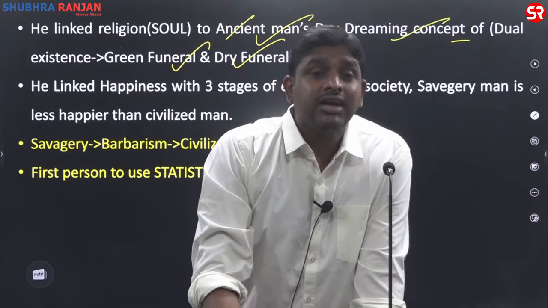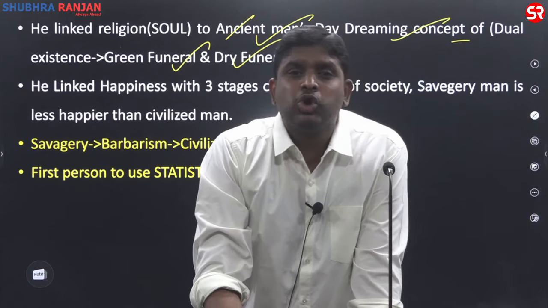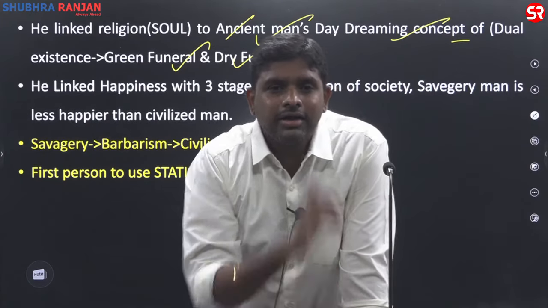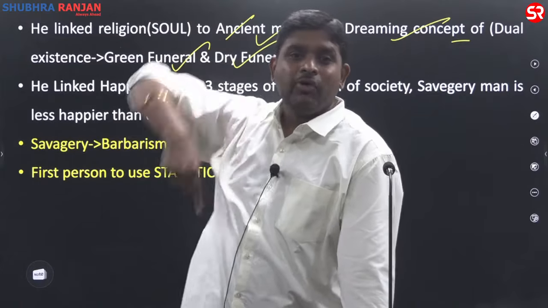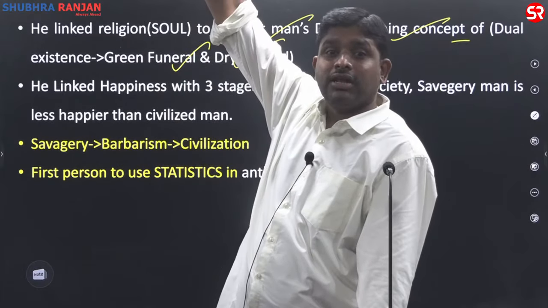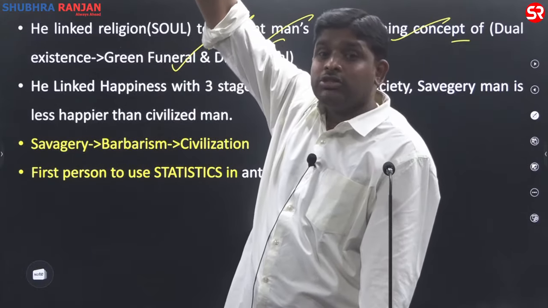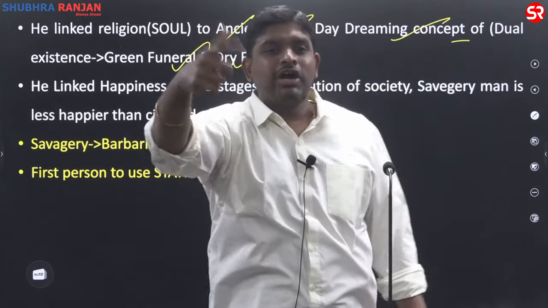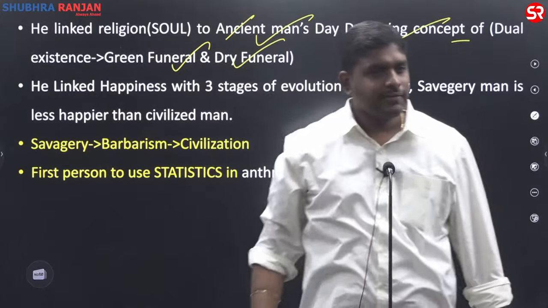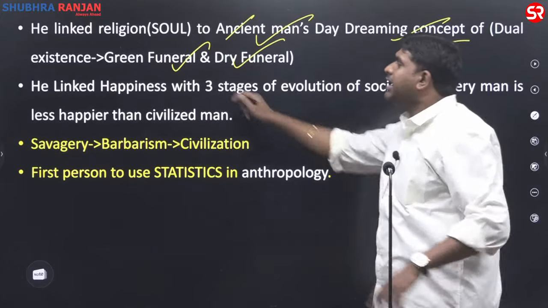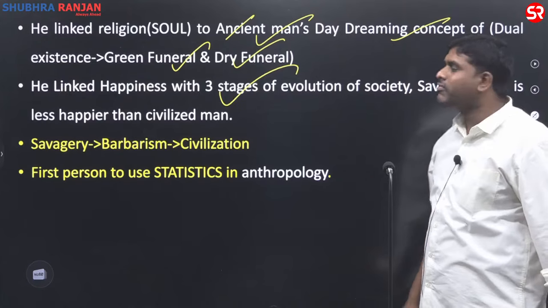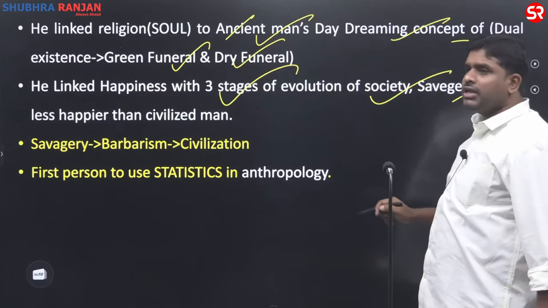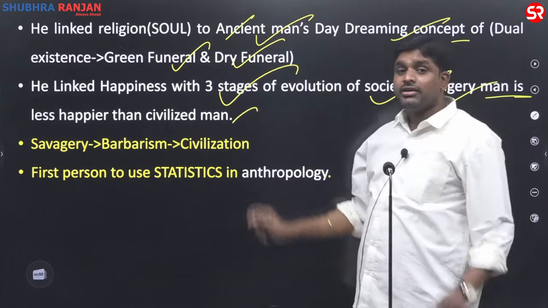Hence, after the third day, when the dry funeral is conducted, the soul will escape into the cosmos. And now I believe that the soul is immortal. It is in the cosmos. Now this soul is also having supernatural power to control the natural events. Another concept he told. He linked happiness with 3 stages of development. Savagery man is less happier than civilized man.